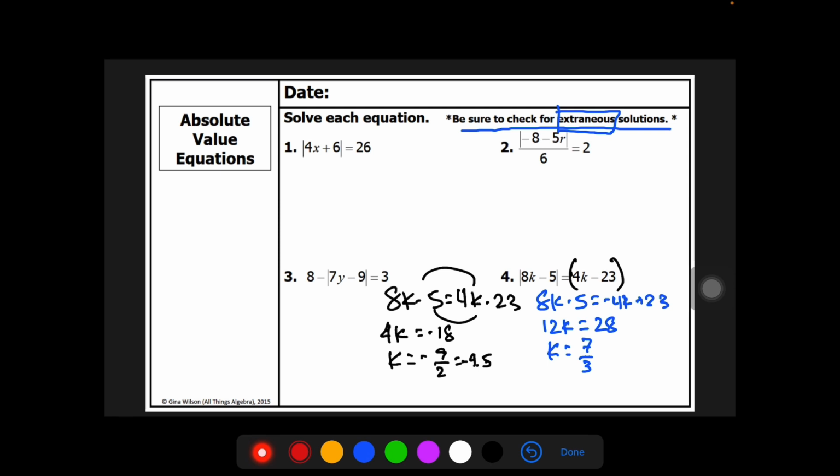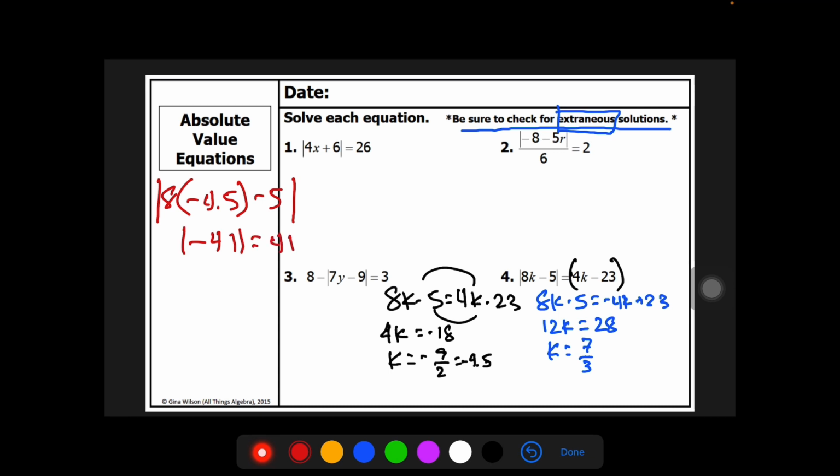Take out the calculators. We got 8 times negative 4.5, maybe in the absolute value here, minus 5. 8 times negative 4.5 is negative 36. Negative 36 minus 5 is negative 41. The absolute value of negative 41 is 41.